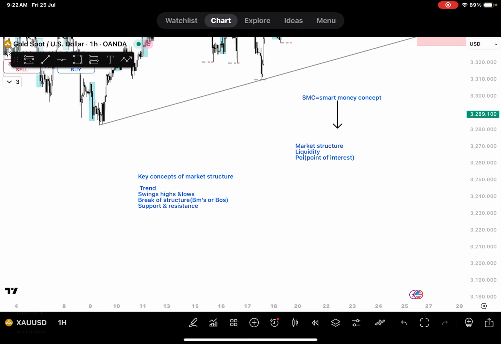So these are the key concepts of market structure: the trend, the swing highs and lows, the break of market structure, which is the BMS or the BOS, and we have the support and resistance.